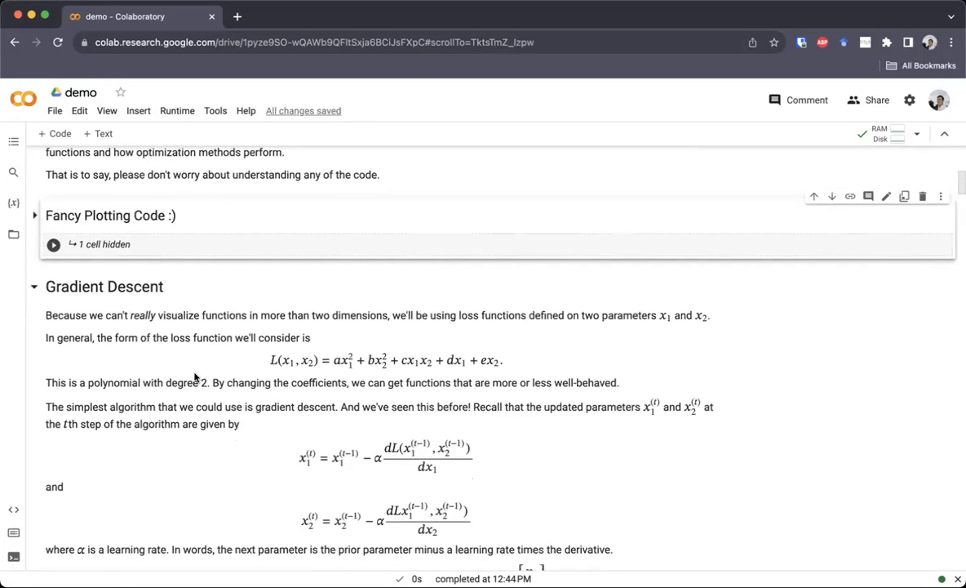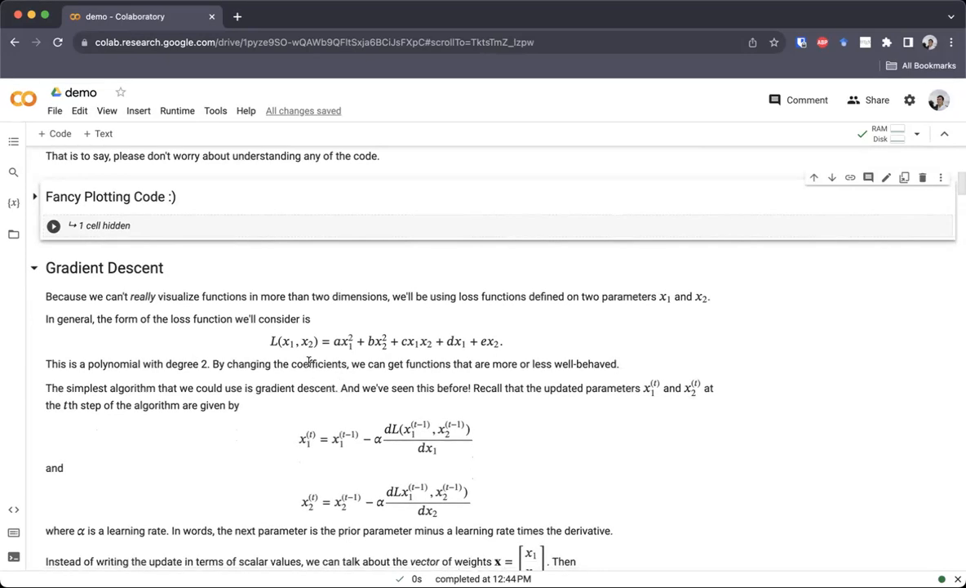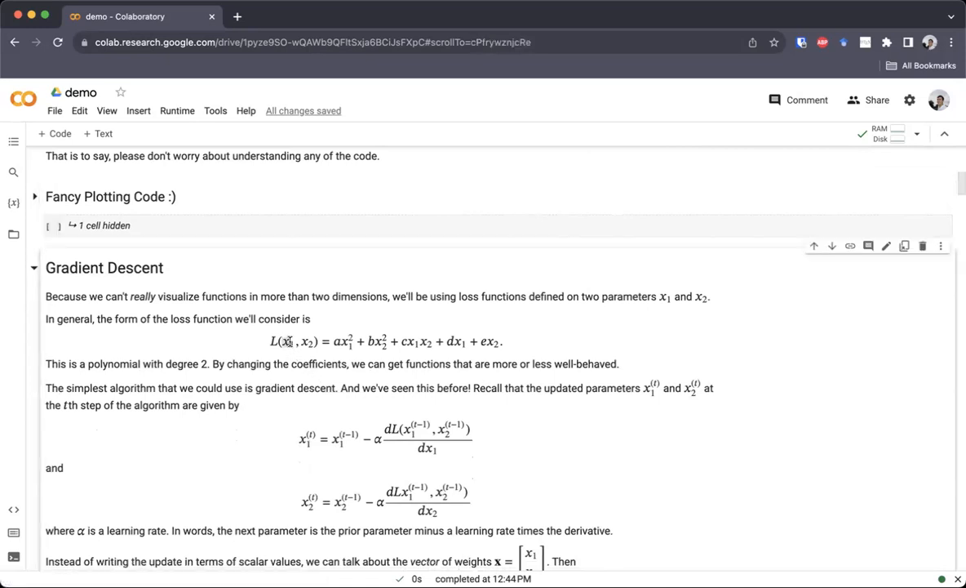Okay, so what is gradient descent? Gradient descent is a method of updating our parameters so that we are moving away from the direction of the gradient. And we do that by subtracting the gradient times some learning parameter. In our case today, so that we can visualize it, we'll be working with a very small loss function, which is defined on only 2 parameters, x1 and x2.